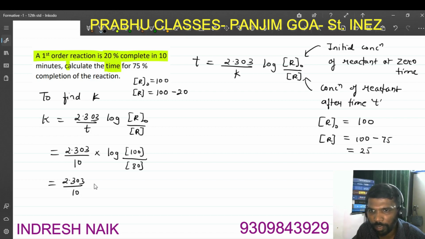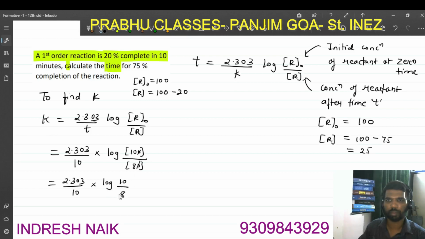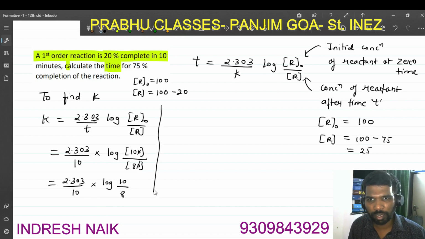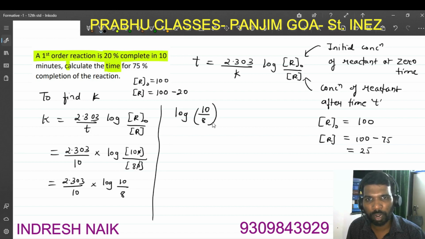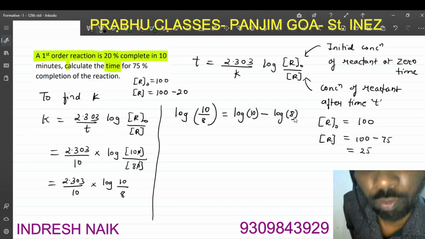So this is 2.303 upon 10, and this is log of 100 by 80. The 10 and 10 get cancelled, so it is log of 10 by 8. We don't have to worry about how to use the logarithm table or where to search for the logarithm. I'll solve this separately so that I don't have to write this again. Log of 10 by 8, how to solve? I'll tell you the simplest method. Log of 10 by 8 is written, from the identities, as log of 10 minus log of 8.